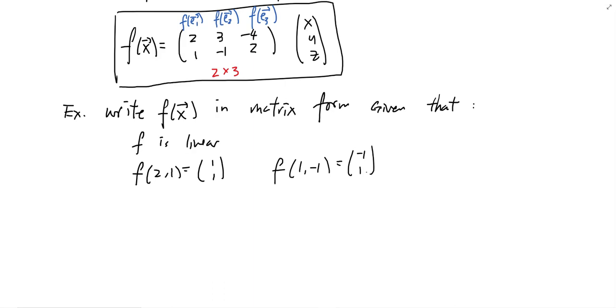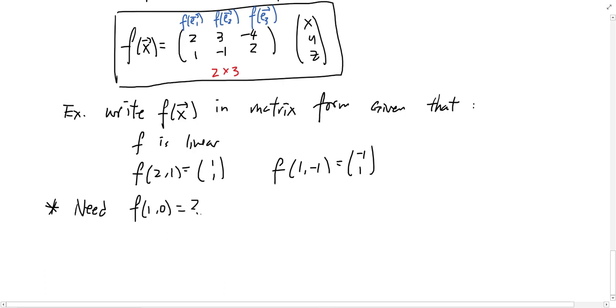First of all, please don't write your matrix to be (1, 1), (-1, 1). Don't just take the two outputs and put them as columns, because the input is incorrect. So what we have to do is figure out what we are going to do with this. The way to do that is the following. To form this matrix, what we need is f of (1, 0) and f of (0, 1), because those are the two vectors in the standard basis.